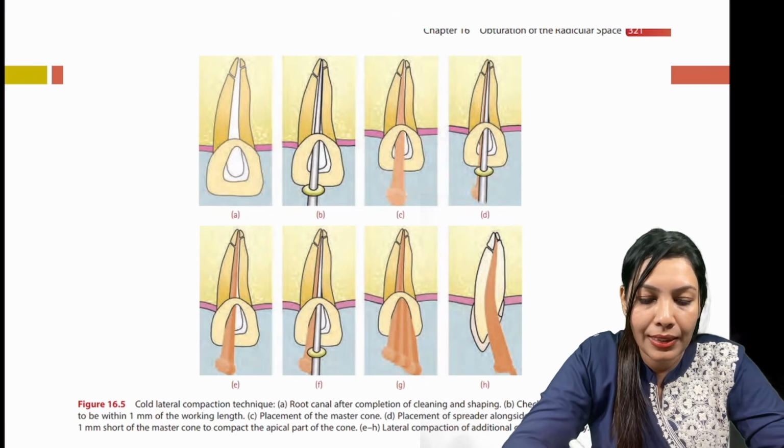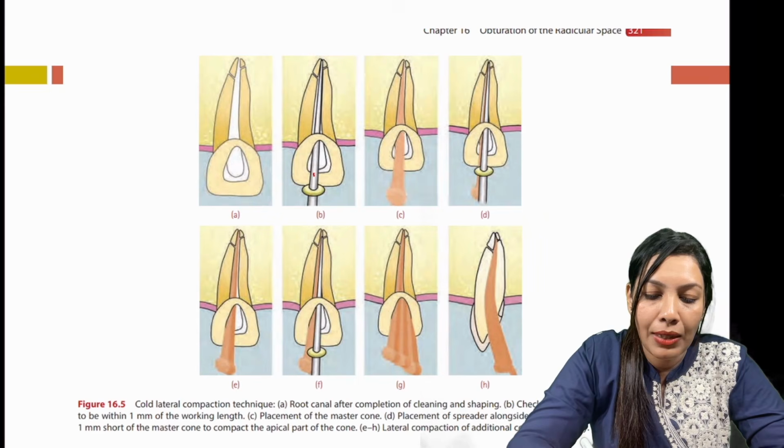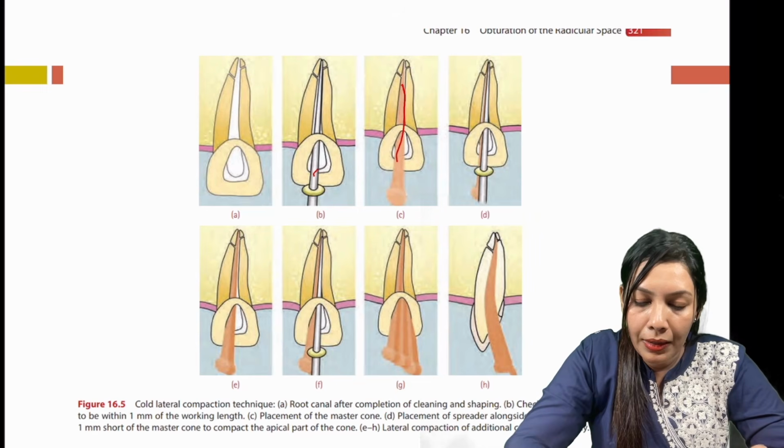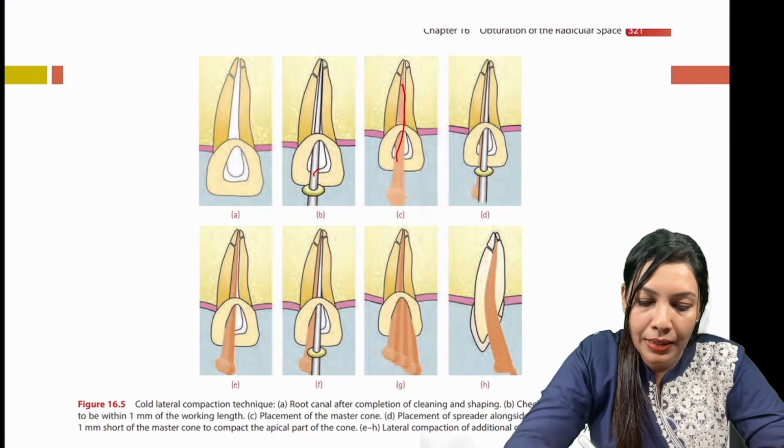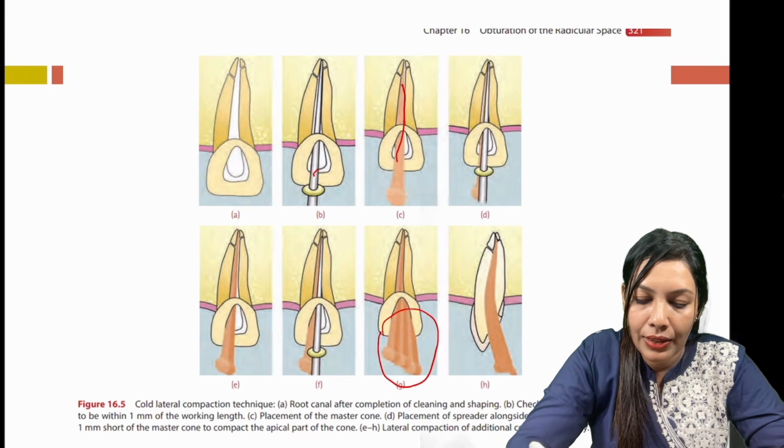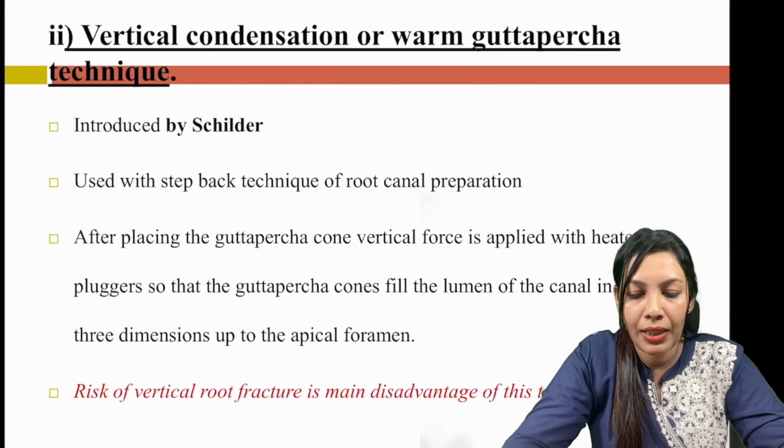So as you can see in this image, the master cone is placed in the canal, and a spreader is used to make space. The space is then filled with accessory cones. Now the obturation is done.